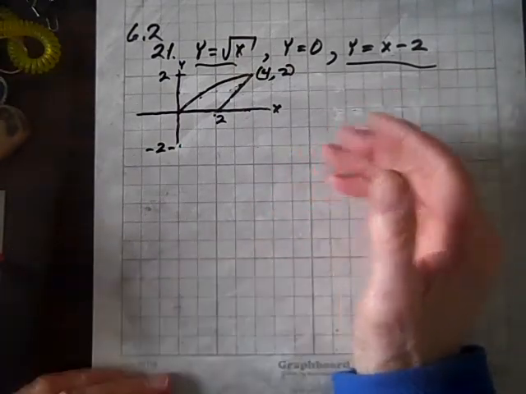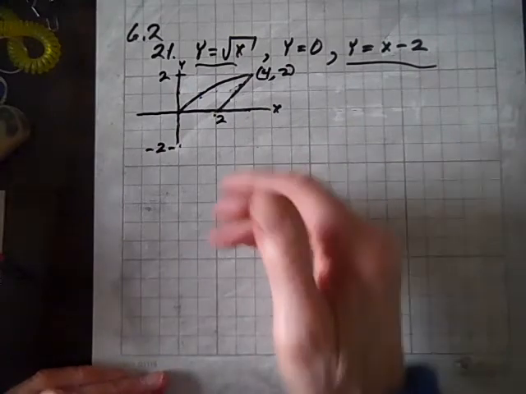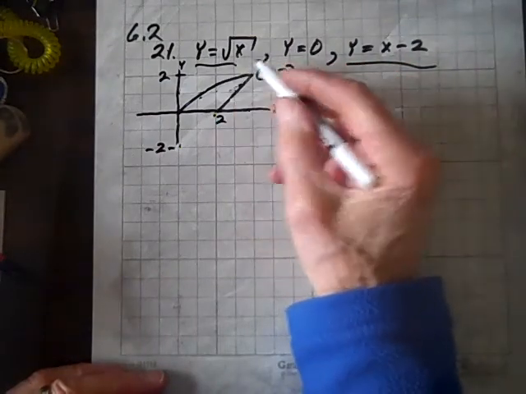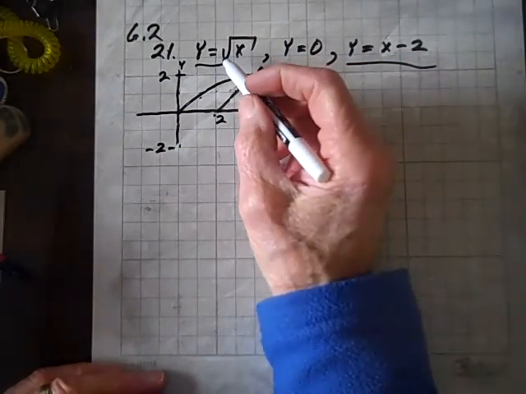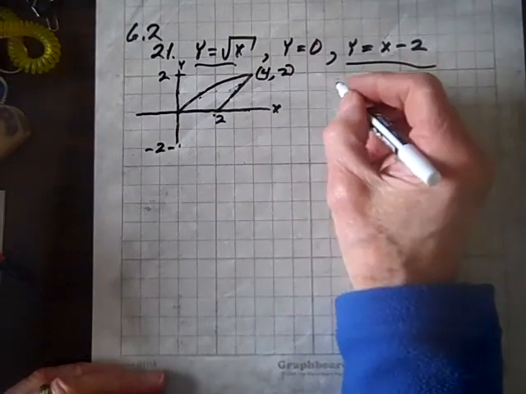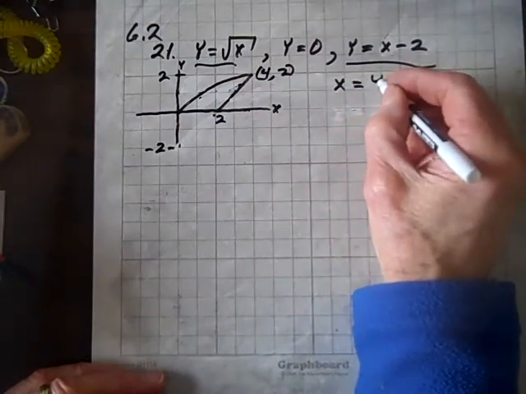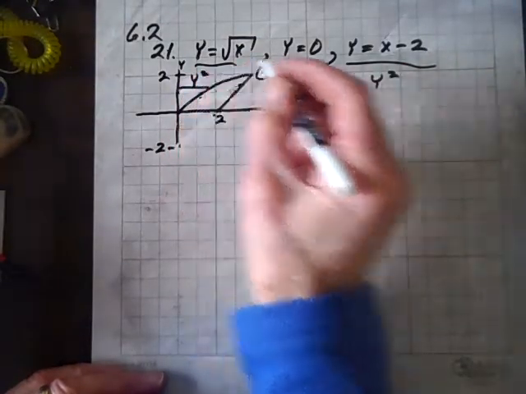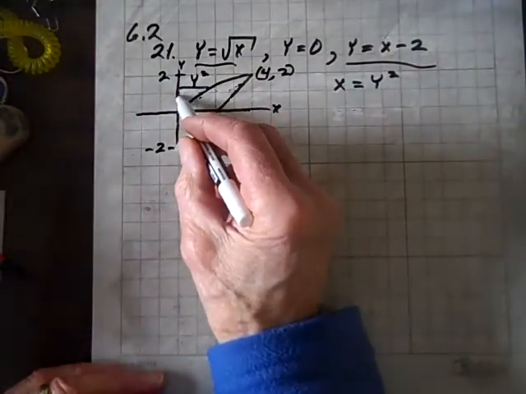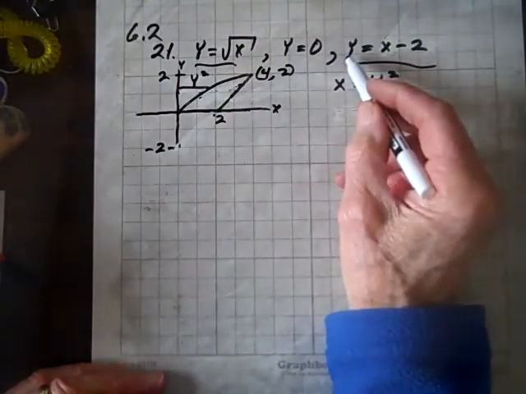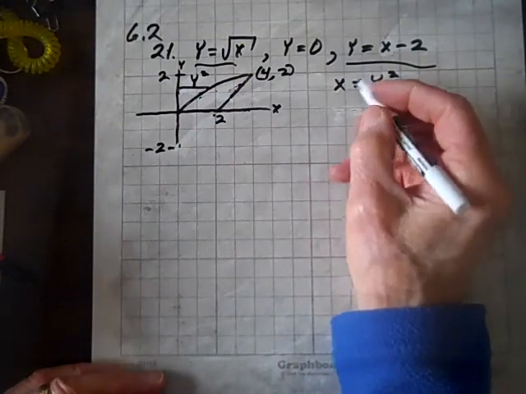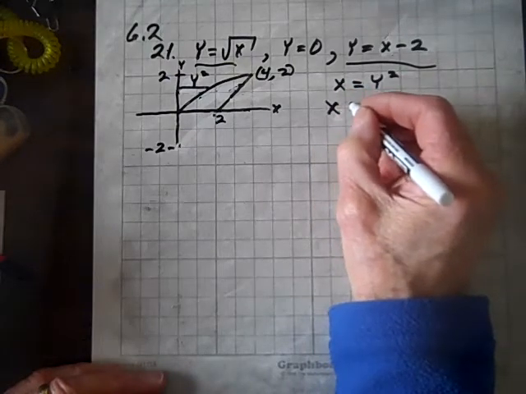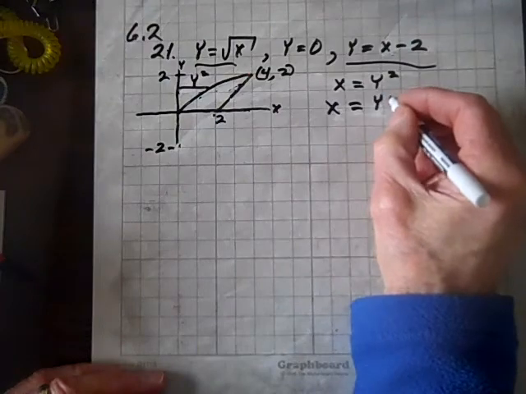Now, we're using the shell method, and we have to integrate relative to y. So we're going to take this equation and this equation, and in each case we're going to solve for x. If I square both sides here, I'll get x equals y squared. That means this distance from here to here is y squared. Now let's solve for x in the other equation. We add 2 to both sides. X equals y plus 2.